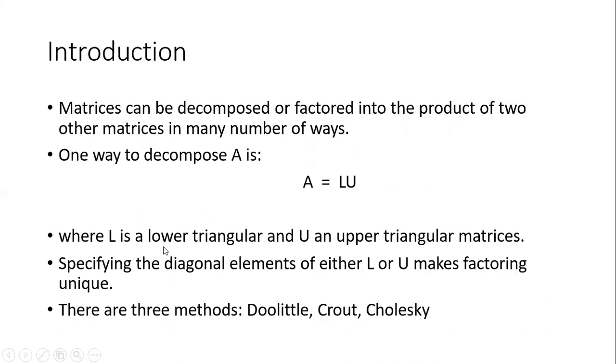Matrices can be decomposed or factored into a product of two other matrices in many ways. One way to decompose A is to let A be equivalent to L times U, where L is the lower triangular matrix and U is the upper triangular matrix. Specifying the diagonal elements of either L or U makes the factoring unique. So we have three existing methods: Doolittle, Kraut, and Cholesky.